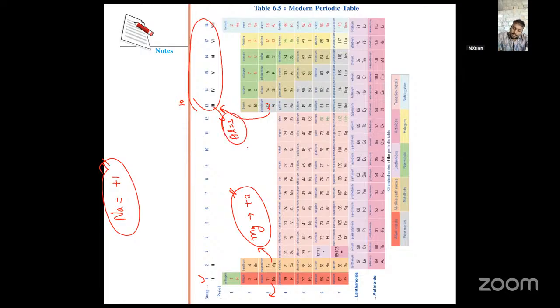Okay. If I talk about carbon, carbon has a valency of +4 or -4. It basically shows covalent bonding, so we will not go into that.